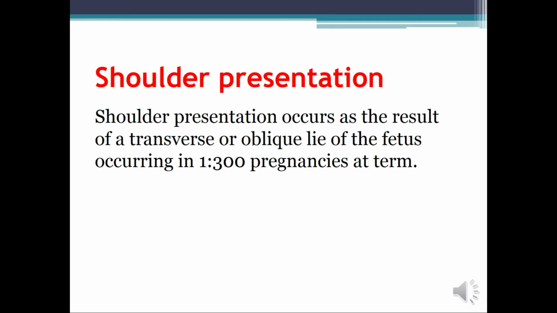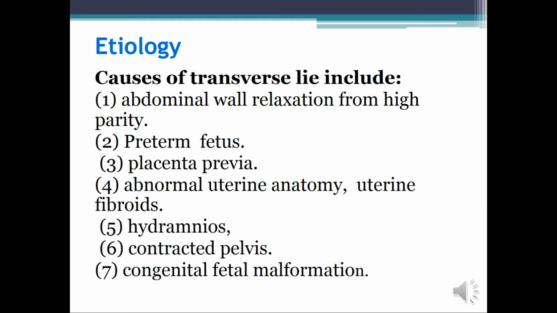Shoulder presentation. Shoulder presentation occurs as a result of transverse or oblique lie of the fetus, occurring in 1 in 300 pregnancies at term. Etiology. Causes of transverse lie include abdominal wall relaxation from high parity, preterm fetus, placenta previa, abnormal uterine anatomy, uterine fibroid, hydramnios, contracted pelvis, and congenital fetal malformation.